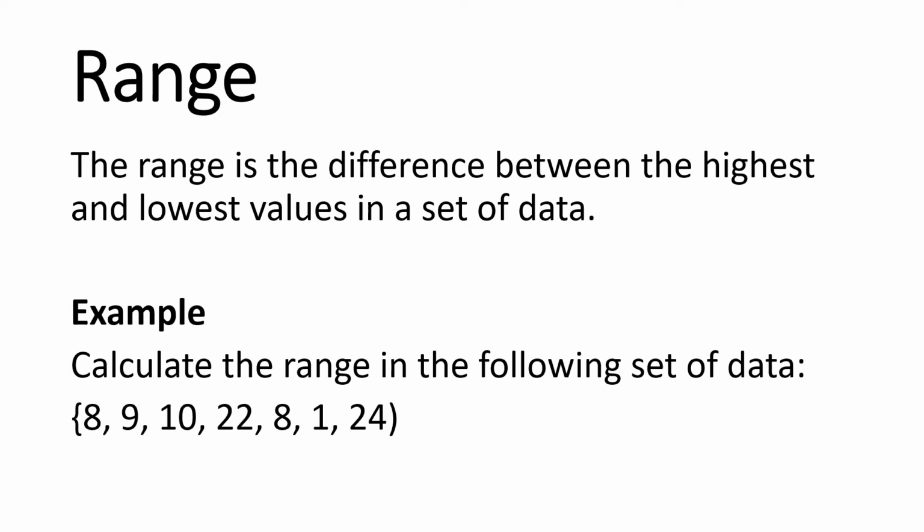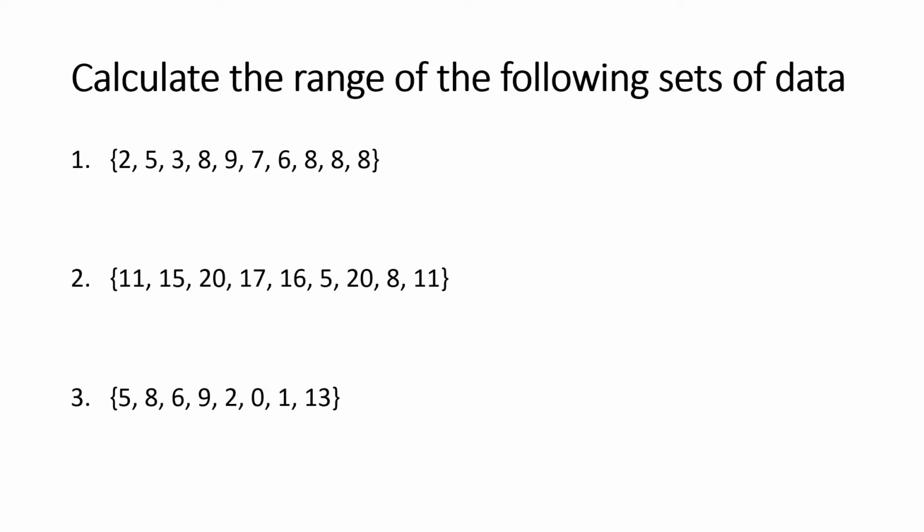Let's have a look at the range. The range is the difference between the highest and lowest values in a set of data. For example, calculate the range in the following set of data: 8, 9, 10, 22, 8, 1, and 24. To calculate the range, we subtract the lowest value from the highest value. So 24 minus 1 equals 23. The range for this set of data is 23. Now you have a turn at calculating the range of the following sets of data. Pause the video, and when you have finished, come back and we will go through the answers.